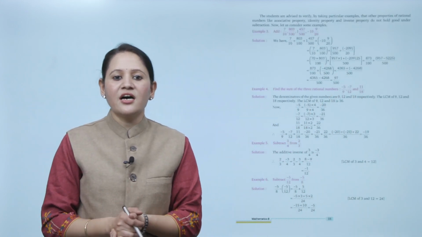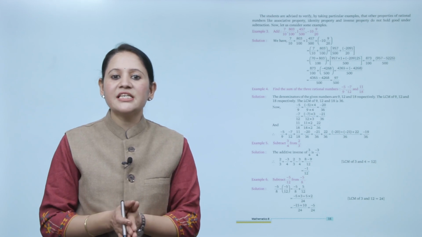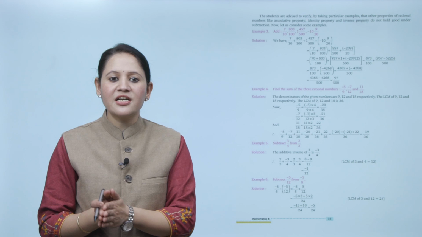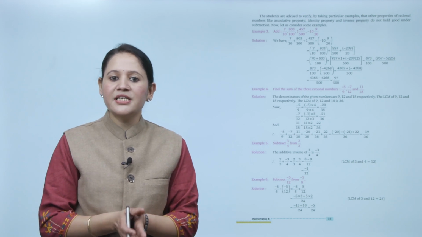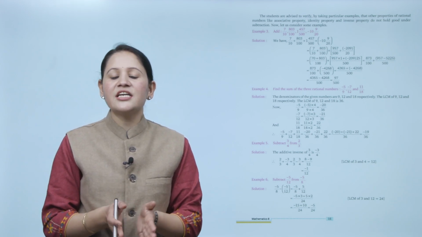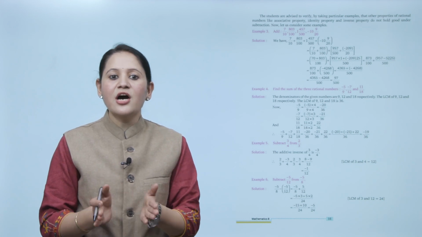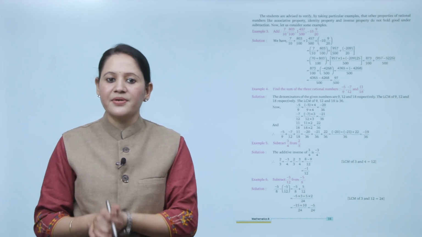The students are advised to verify by taking particular examples that other properties of rational numbers like associative property, identity property and inverse property do not hold good under subtraction. Now let us consider some examples.